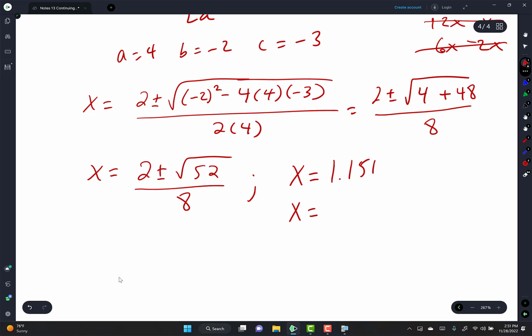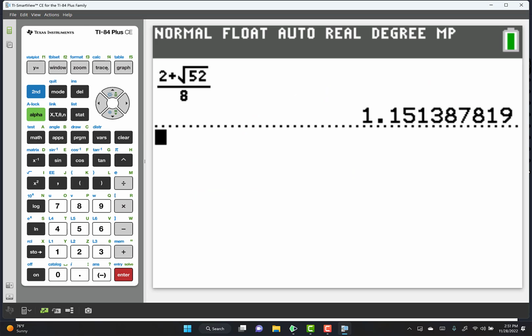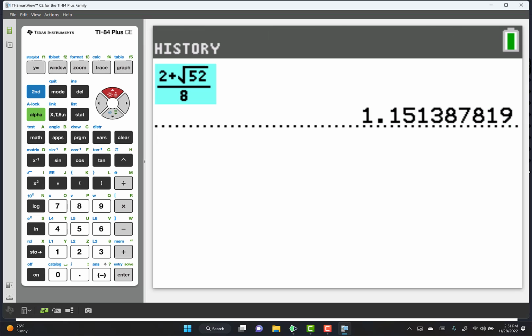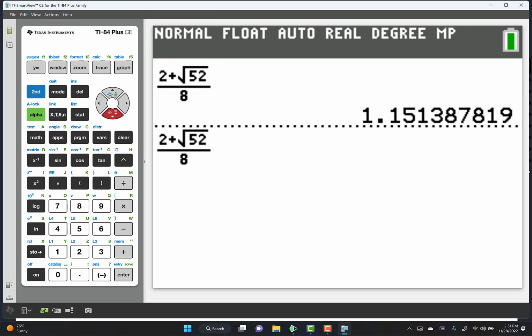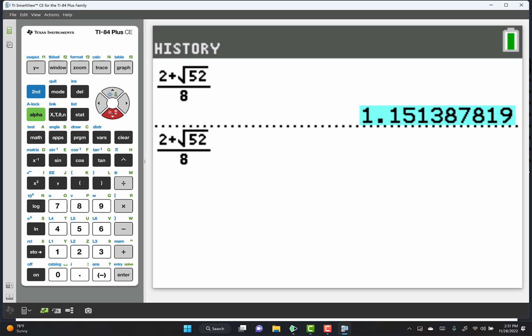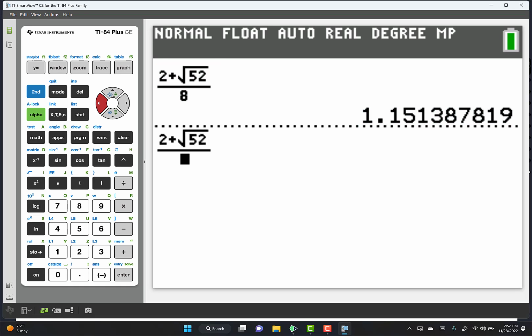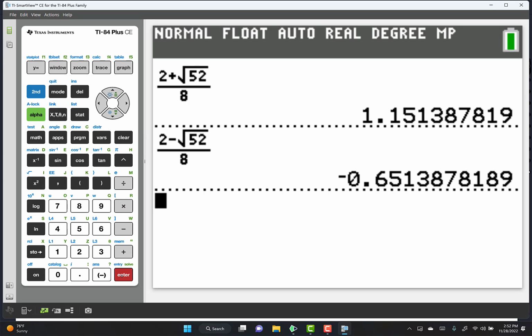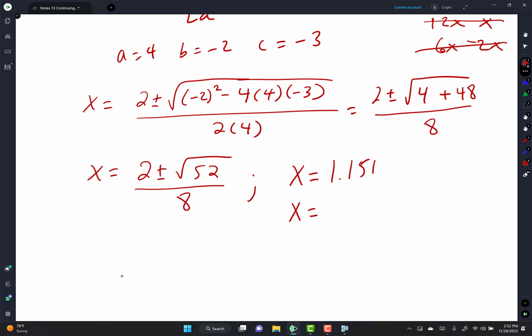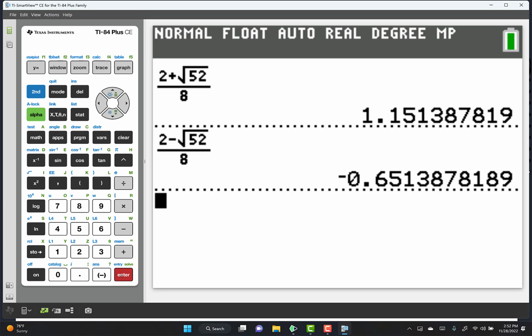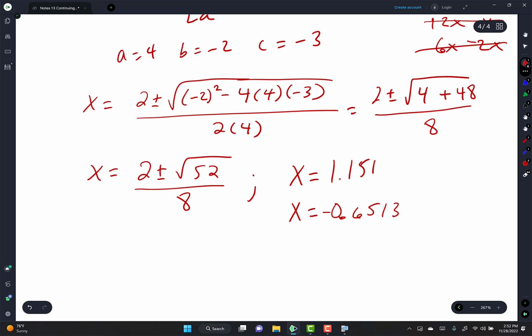1.151. The other one, change the plus to a minus. Scroll up, and then just left, up, left, minus. Negative 0.651387. Negative 0.651387, 138781. The more digits, the better, guys.